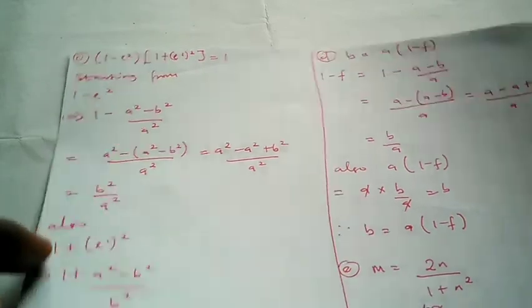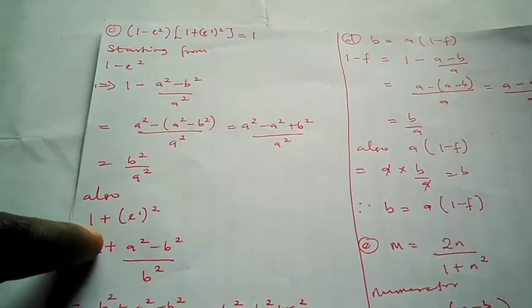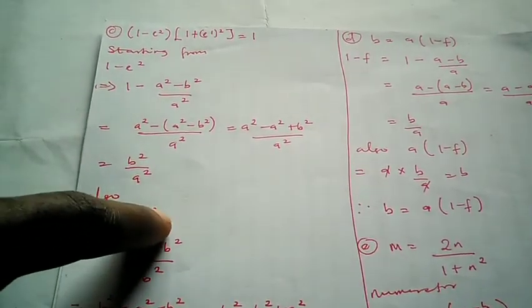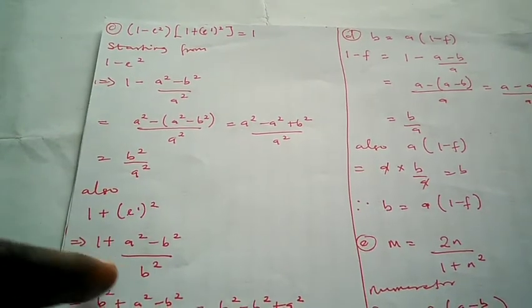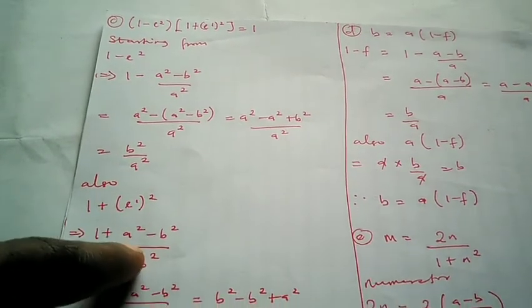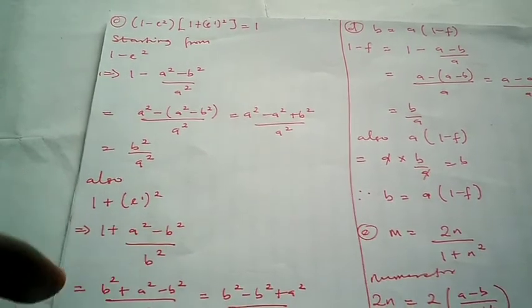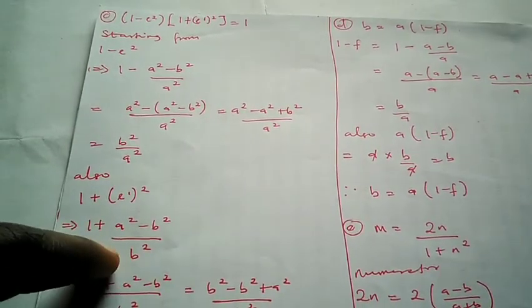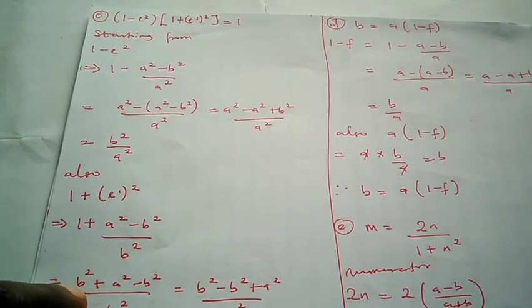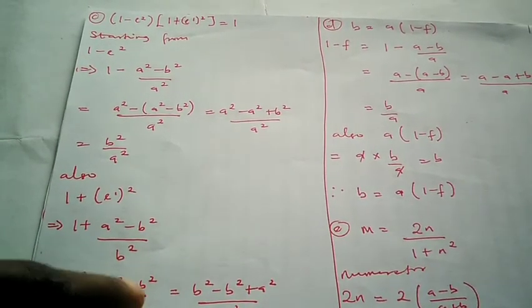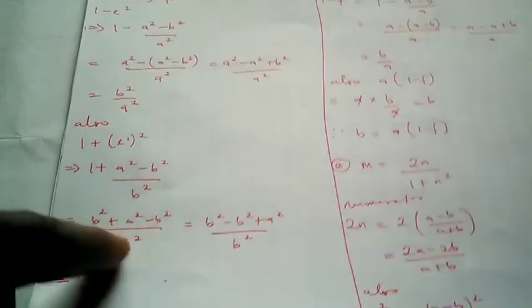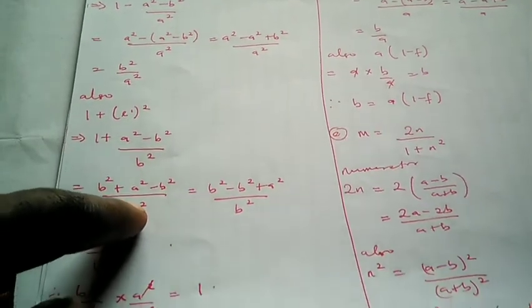Also, the next part of it is that we have 1 plus e prime squared. The same process we are going to take. What's our e prime squared? Our e prime squared is equal to a squared minus b squared all over b squared. So we are going to still solve this as a fraction. So by the time we solve this as a fraction, we have what? B squared plus a squared minus b squared all over what? All over b squared. Are we together?